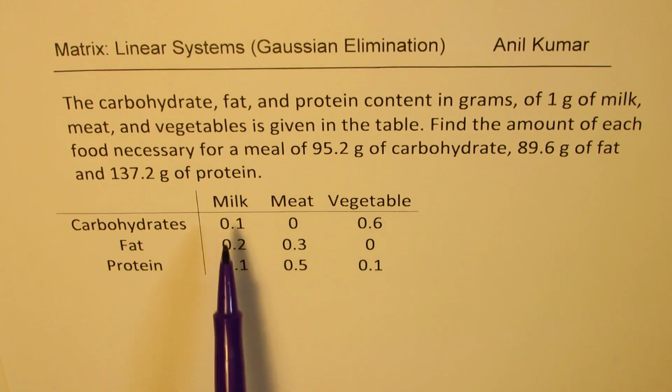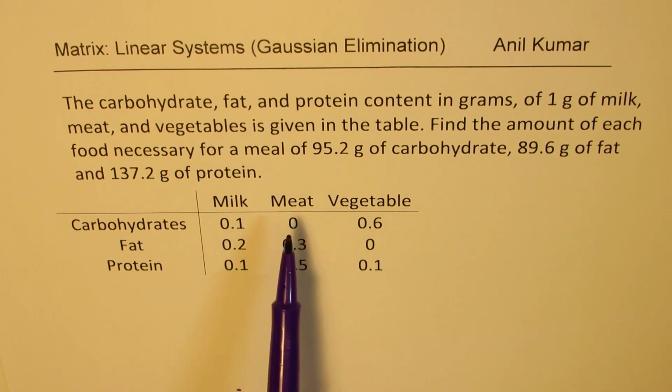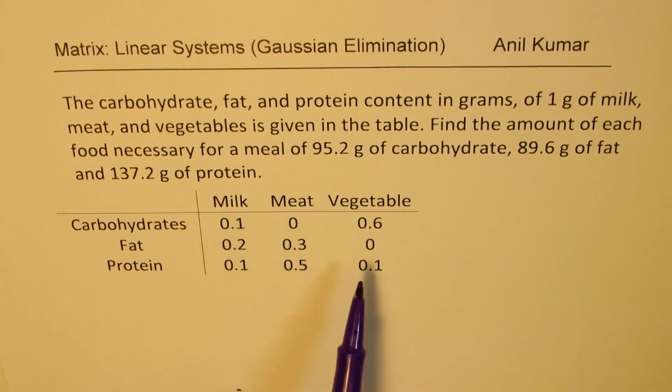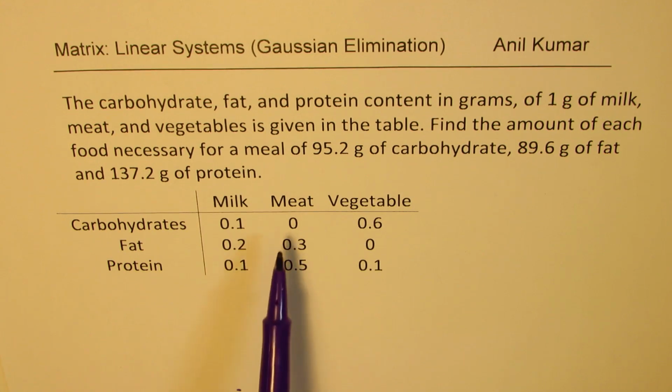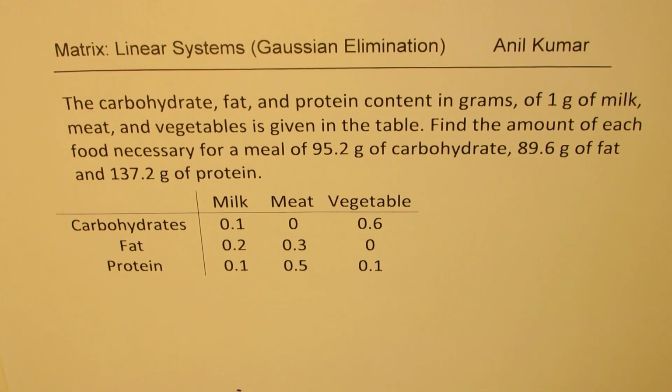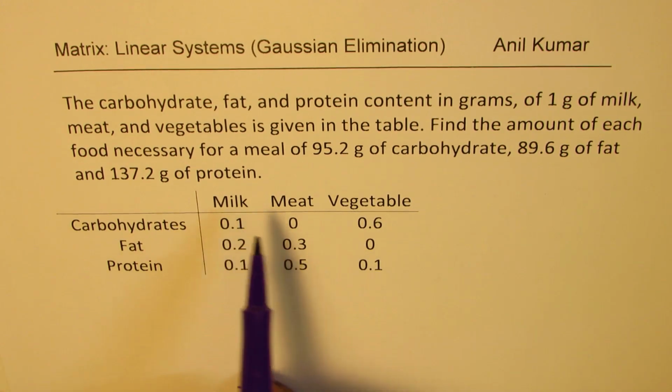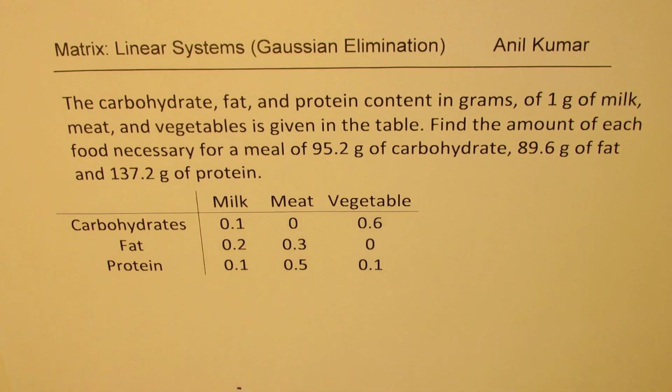For fat it is 0.2 in milk, 0.3 in meat and 0 in vegetables, and for protein 0.1 in milk, 0.5 in meat and 0.1 in vegetables, when we are taking each 1 gram. So 1 gram of milk, 1 gram of meat and 1 gram of vegetable, correct?